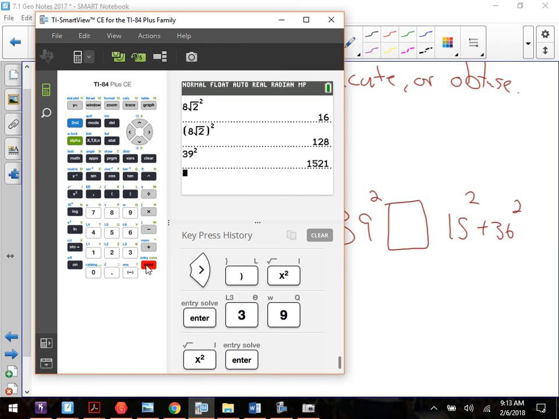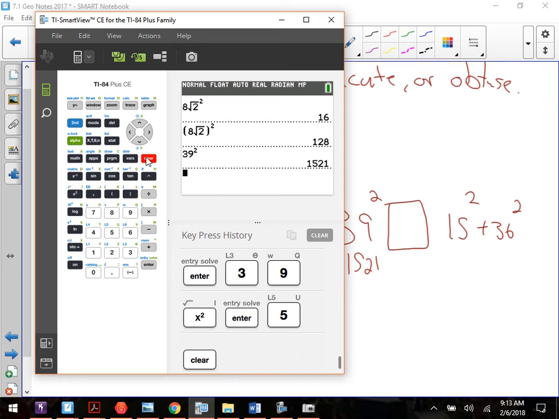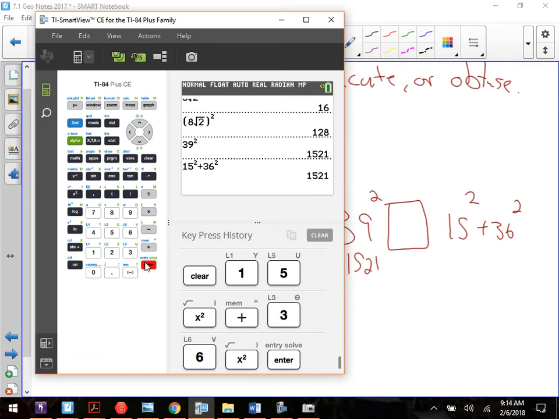As it ended in a 1, that's close. So 1521. And I do 15 squared plus 36 squared. Same numbers, right? Triangle again.